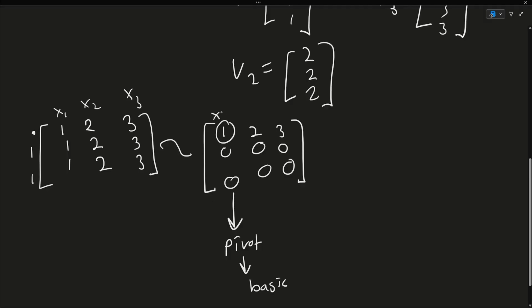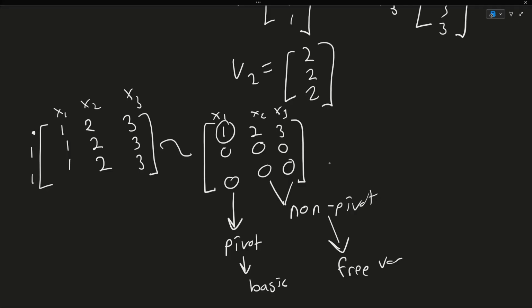If we call this x1, x2, and x3, this will be our basic variable because this is a pivot column. However, these are non-pivot columns. It's because we don't have a leading entry here. We don't have any leading entries on these columns. So these are non-pivot columns, and they're called free variables.